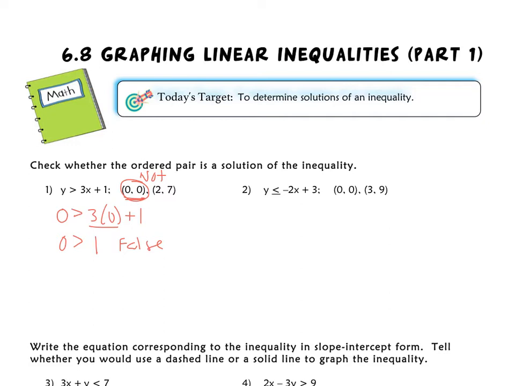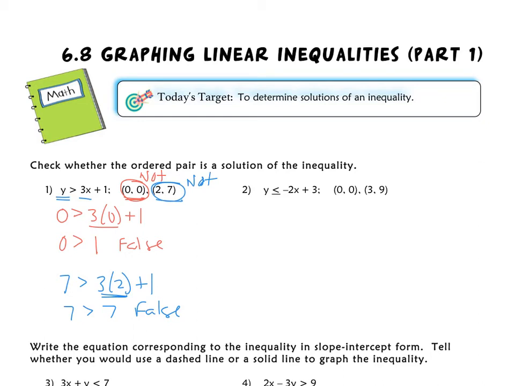I'm going to go ahead and check the second point, (2, 7). So the 7 is the y value, so that goes in where the y is, greater than 3 times 2 plus 1. After simplifying this, I get 7 is greater than, 3 times 2 is 6, plus 1 is 7. Is 7 greater than 7? Again, that is not true, that's false. Which means that (2, 7) is not a solution. So neither one of the 2 points is a solution.